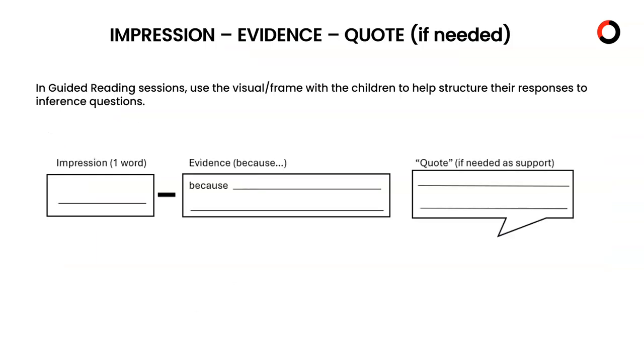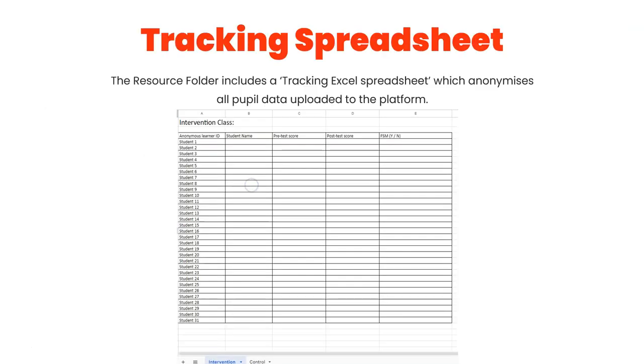So in guided reading sessions, use the visual frame with the children to help structure the responses to the inference questions. There you'll find a template that's included in the resource folder. And you'll also find in the resource folder an Excel tracking document, and that allows you to link an anonymous student ID to a learner in your class, as we don't take learner details on our platform.